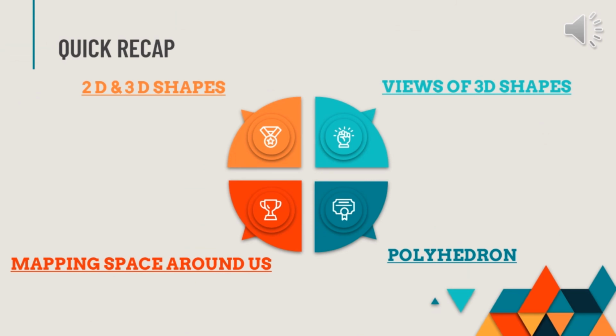A quick recap of what we have learnt in this chapter. We started the journey with 2-dimensional and 3-dimensional shapes. Then we saw how different solid figures have different perspectives when we are looking from the front, side and the top. Moving on, we talked about maps and how they are useful in mathematics. Are maps really different from pictures? Last but not the least, we have studied polyhedrons and their types.